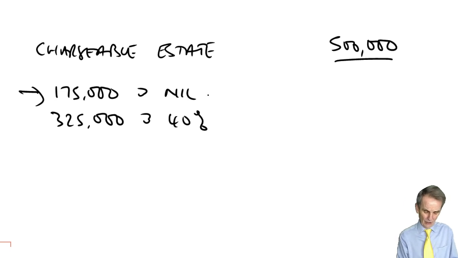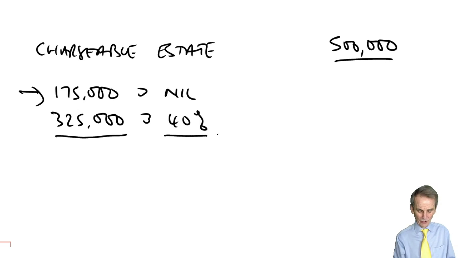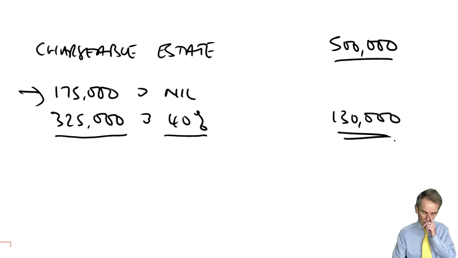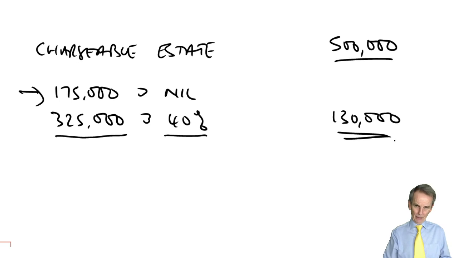So 175,000 at nil, that therefore left the remaining 325,000 to be taxed at 40%, which is about £130,000 there in terms of the tax. Remember that, do check it, but I think 4 times 32,500. Yeah, £130,000 there of IHT.